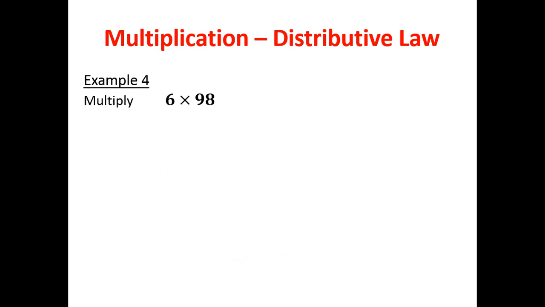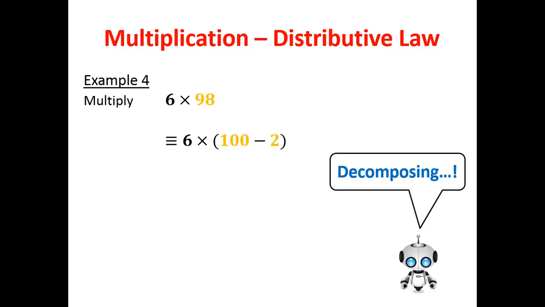Alright, let's show you how and where this can be used. Let's look at example 4. Multiply 6 times 98. Well, we're going to take the 98, we're going to use that decomposing method we talked about earlier, and we're going to break it up into, notice this is a bit tricky, we're going to turn 98 into 100 take away 2, because 100 take away 2 is 98. And we'll put it inside some brackets. We've still got the 6 times bracket 100 minus 2. So 6 times 98 is equivalent to 6 times bracket 100 minus 2.